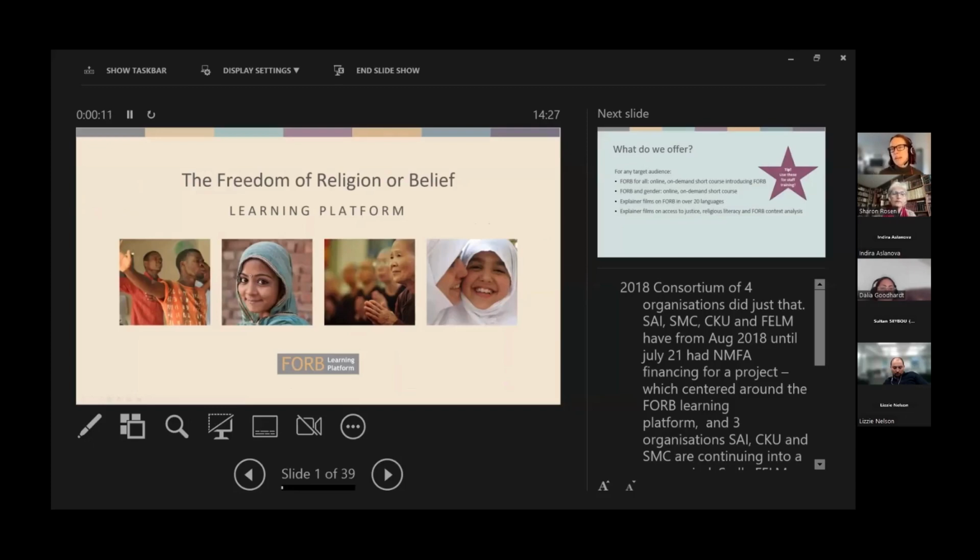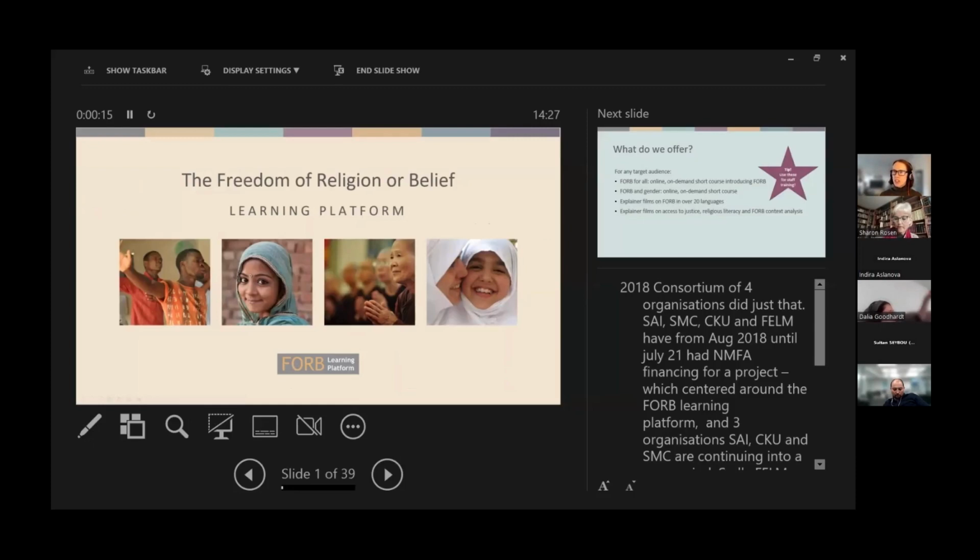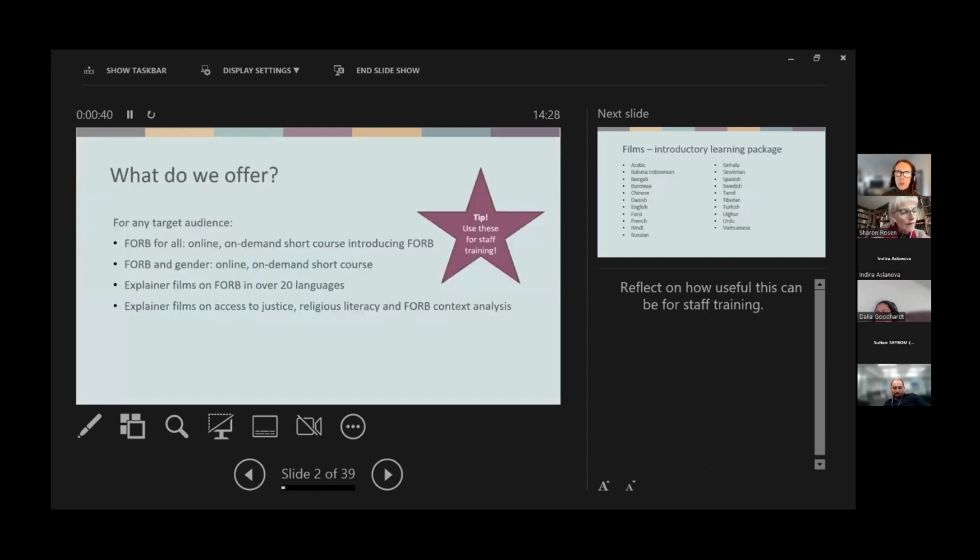Freedom of Religion or Belief Learning Platform, our mission is to provide courses, resources, and networking opportunities to help organizations like Search for Common Ground, faith communities, decision makers, academics, all kinds of target audiences to learn about freedom of religion or belief and find the tools they need to educate and advocate.